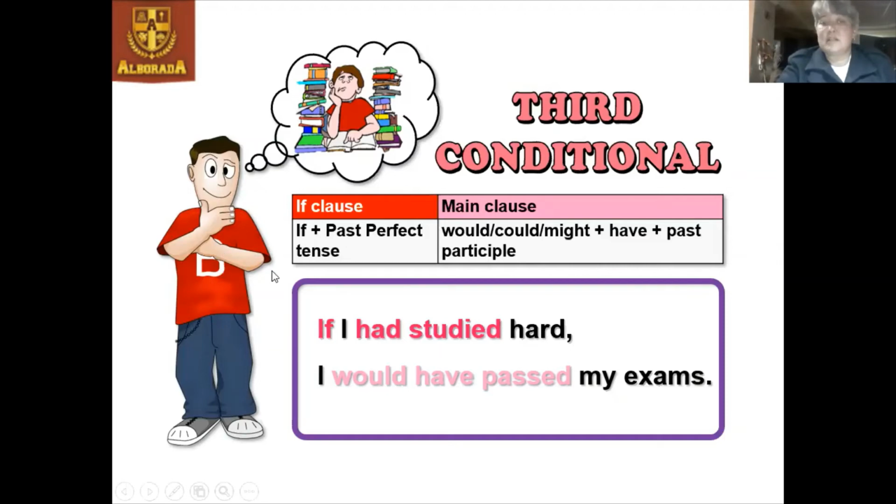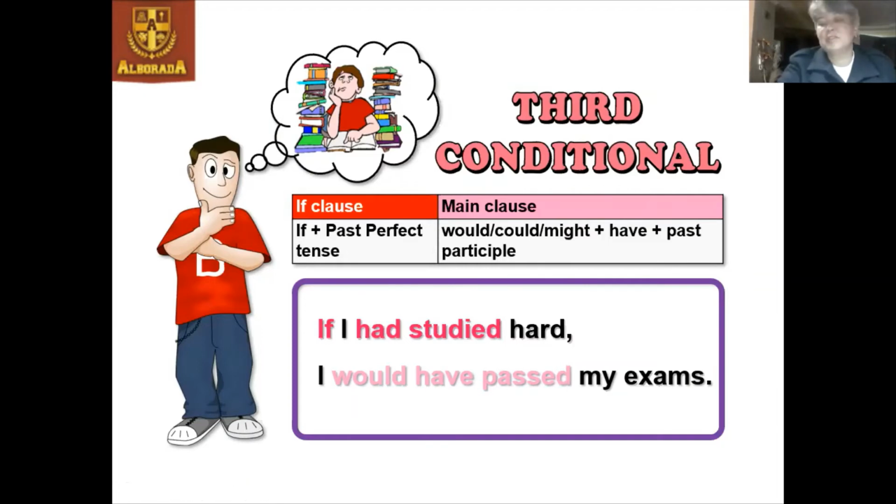Let's see some examples. If I had studied hard, comma, I would have passed my exams. So here, the word had is the one that allows me to form the past perfect with the verb in past. And then on the main clause, the word would could be changed by could or might, the word have as an auxiliary, and the verb in past participle.